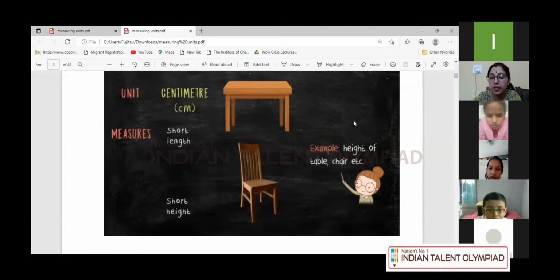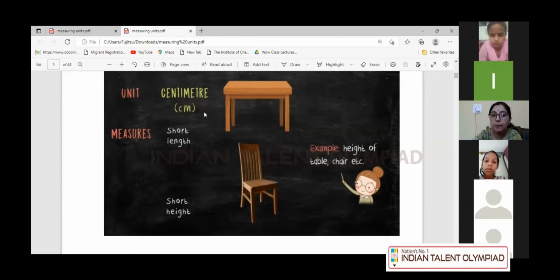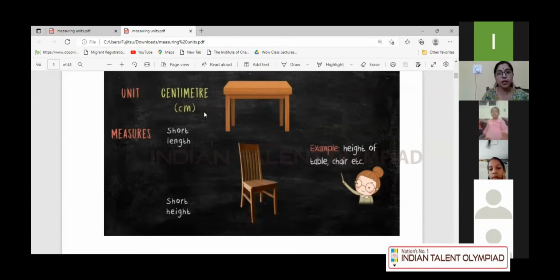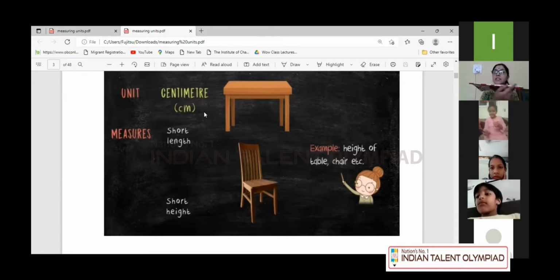Suppose this is the height of this table. Suppose a small table is there, or a small table you have in your house, and somebody asks you what is the height of this table. You cannot use meter. If you have any question, you can ask me after this. So centimeter we use for short length or short height. Suppose this is a pencil and somebody asks me what is the length of this pen. Length means this portion. So we will use centimeter, not millimeter.